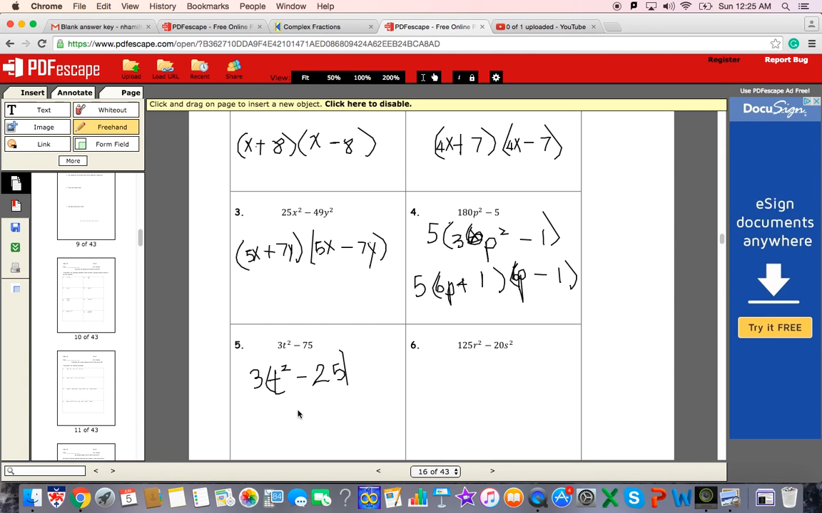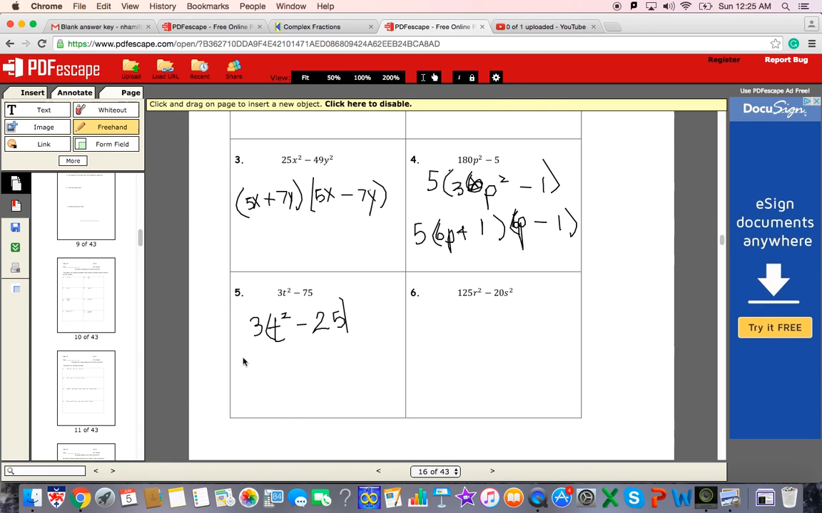And we can go ahead and do the difference of two squares, because now it's a perfect square and a perfect square. So we have a plus sign, a minus sign, and the square root of t squared is t. We put that here and here. Square root of 25 is 5. We put that here and here. And it was done.